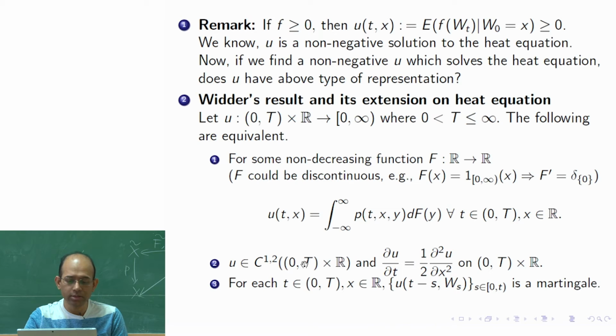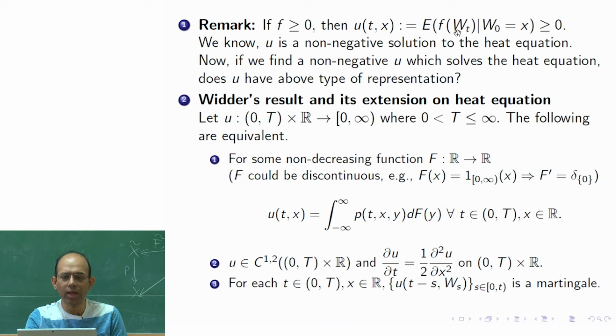What is this? For each t positive between 0 and capital T and x a real number, u of t minus s, W_s. You can view that as a stochastic process as s runs from closed 0 to open t. I cannot simply put s equal to t, I cannot make it closed. Why? Because for s equal to t, this u of t minus t would be u0, and then W_t. Now u0, if you put t equal to 0, you don't know what would happen here.